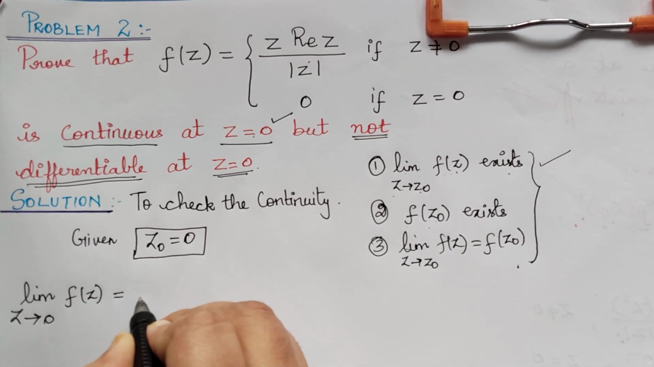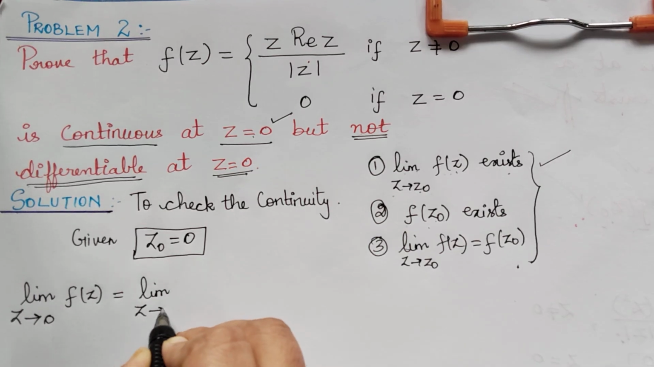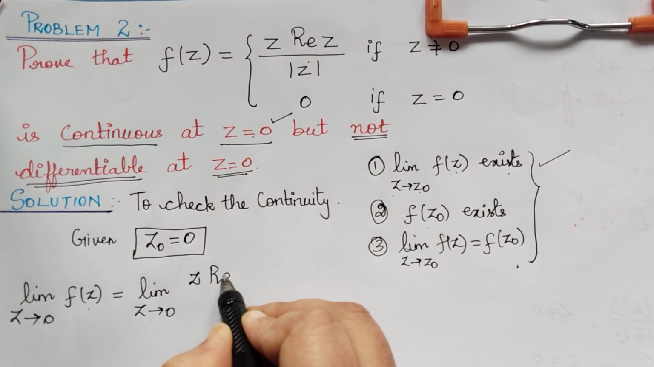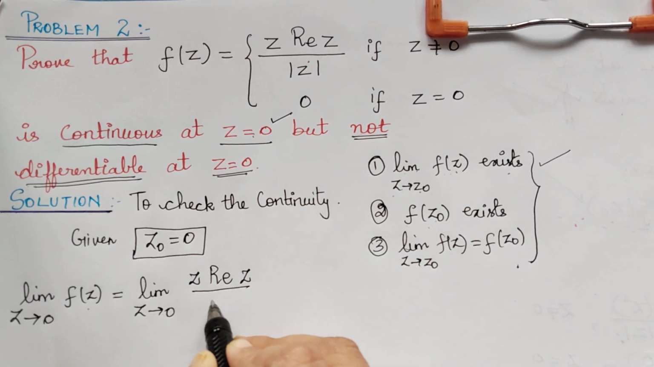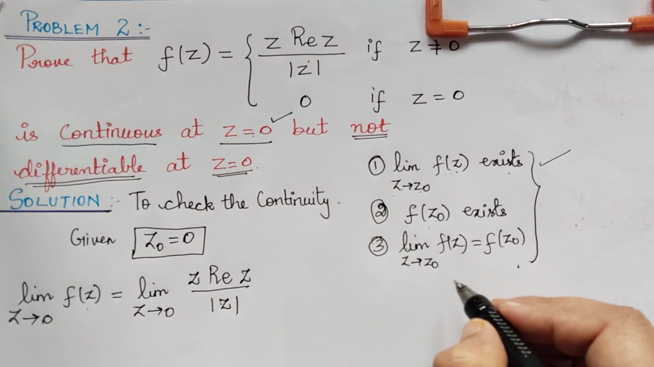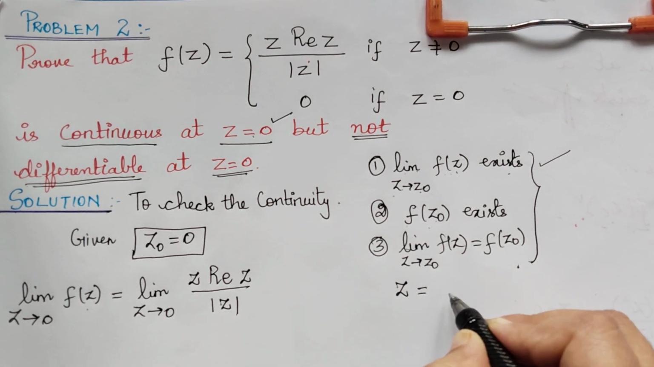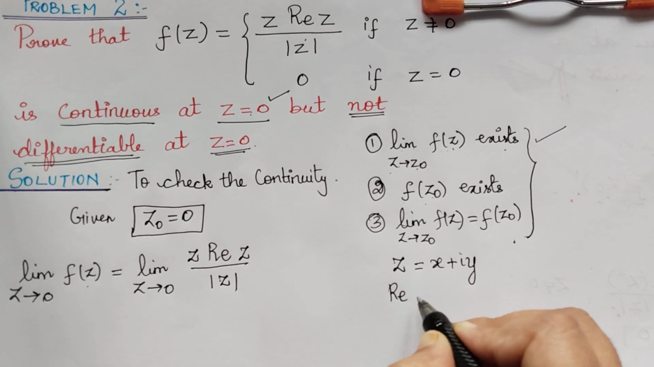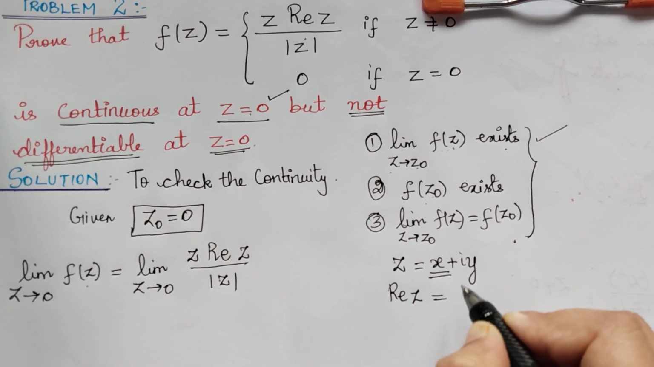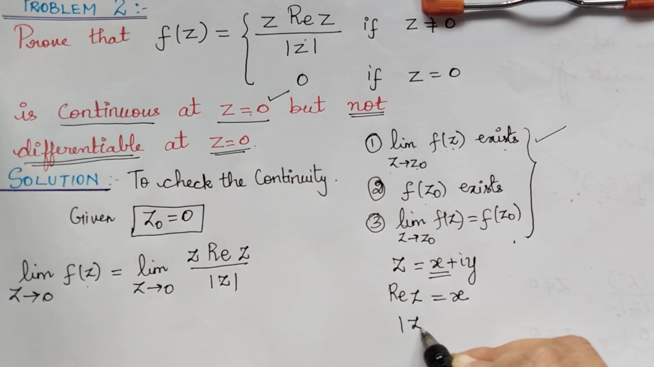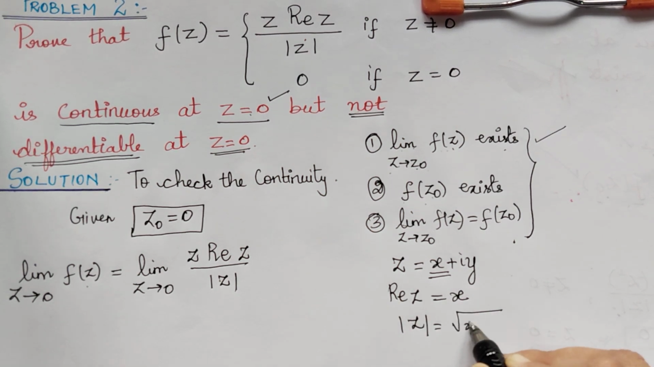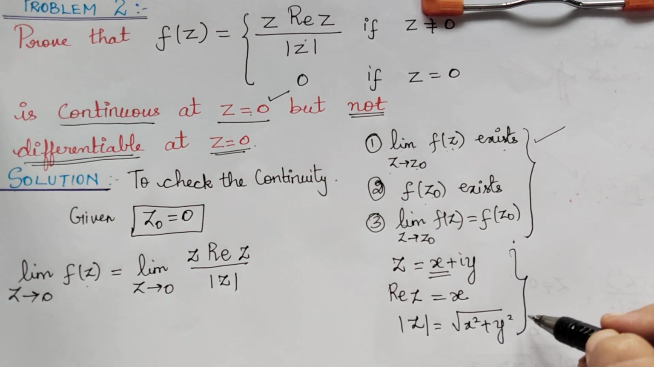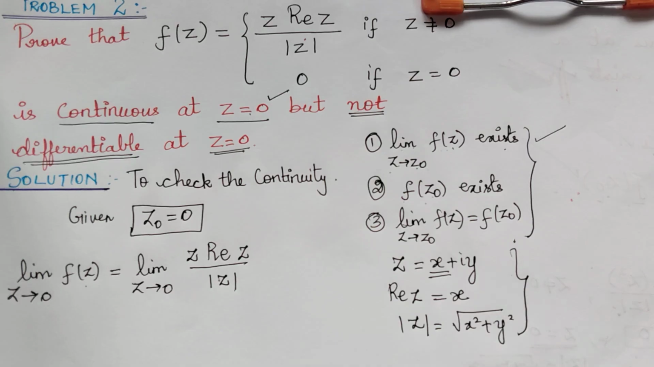That is equal to the limit as z tends to 0 of, what is f of z given in the question? It is z multiplied with real part of z divided by modulus of z. We know that the complex number z is taken as x plus iy. So from this, the real part of z will be equal to x. And we know that modulus of z is equal to square root of x square plus y square. All this we have learnt as the basic concepts. So now we shall substitute each of them over here.